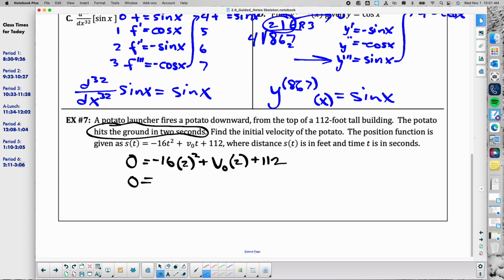I have no idea what the answer is. Negative 64 plus 2v0, 112. Oh. 58. If I add those together, is that 58?